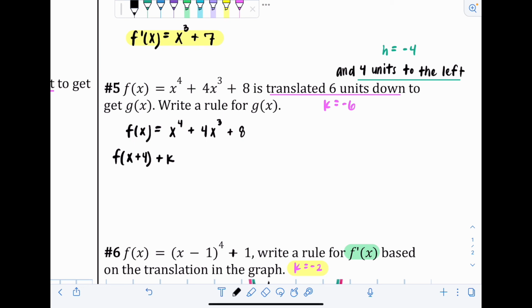And then k is negative 6. So instead of plus k, it would be plus negative 6. But again, we wouldn't just leave a plus negative. We would just change it to a minus. So instead of plus negative 6, we'll write it as minus 6.